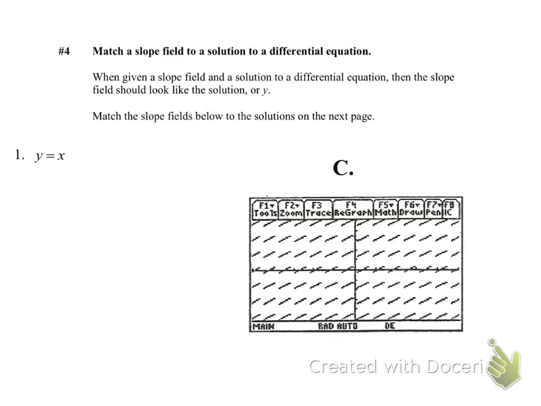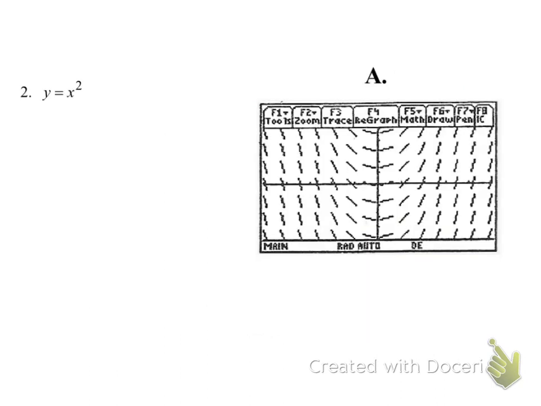Now, think about it in terms of y. So y equals x. The slope field should look like the solution, or y. Well, y equals x, that's just a straight line. Does the slope field look like that? Yeah. Okay, so you know for sure that's the one. Let's go to number 2.